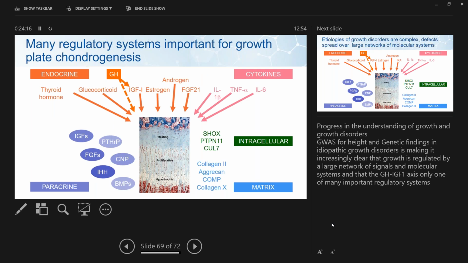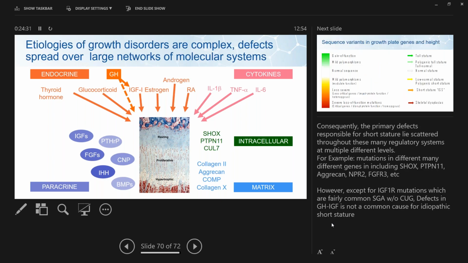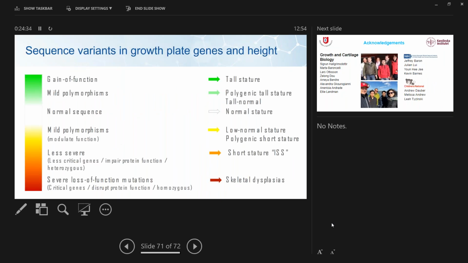Consequently, many regulatory systems important for growth need to be considered when we're talking about short stature and evaluation of short stature. And finally, something that we maybe didn't talk about, but you can realize from my presentations is that in each growth gene, there is a wide phenotypic spectrum depending on the type of mutation and inheritance pattern that can go from severe skeletal dysplasias to short stature to normal variation of height.